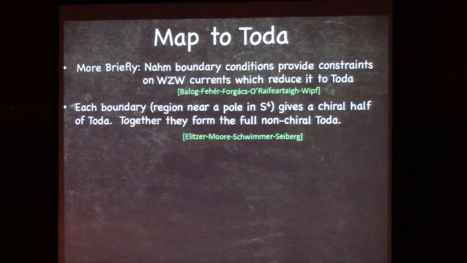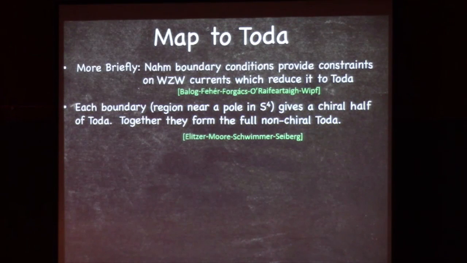So what I've described for you can be understood somewhat more succinctly in terms of some older relationships between the WZW model and Toda. The non-pole boundary conditions are going to provide constraints on the WZW currents, which reduce it to Toda. And this is based on some old work here.